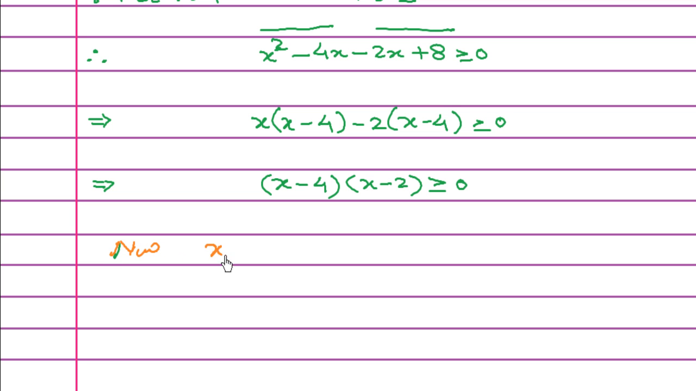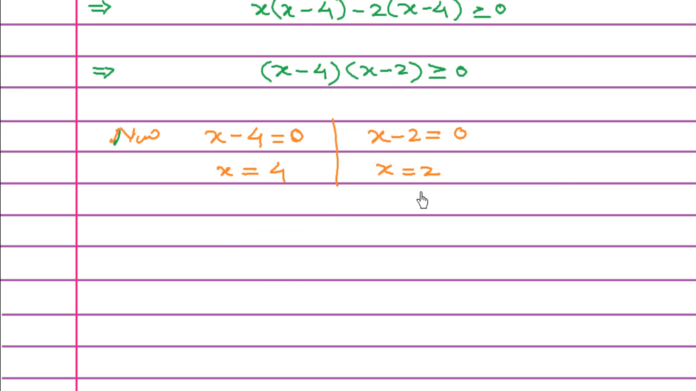Now x minus 4 is equal to 0 on the number line, so x is equal to 4. And if we take x minus 2 is equal to 0, then x is equal to 2. We have got these 2 points. Now I draw a number line here. This is our number line. We have x is 4 and x is 2. We have to put these points on this number line.